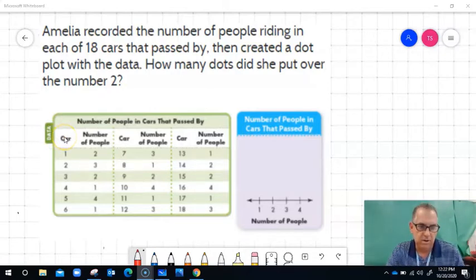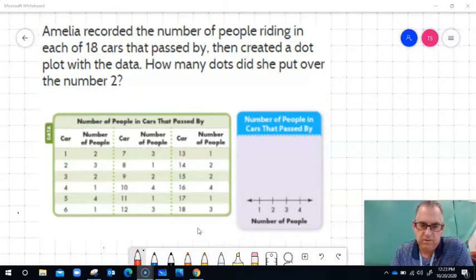She said 18 cars. This is cars 1 through 6, cars 7 through 12, and cars 13 through 18. And right here, the column number of people. These are the number of people in the cars right here, down the columns on the right there. So we're going to go ahead and create the entire dot plot, and it'll give us some practice on making dot plots. So first thing we need to do is decide how many dots will we put over the number 1. Okay, go ahead and answer that question now.